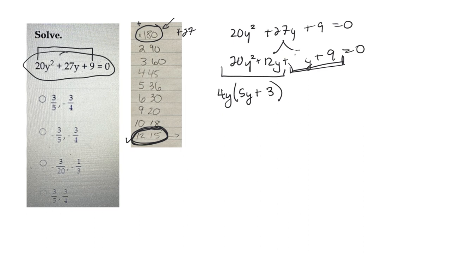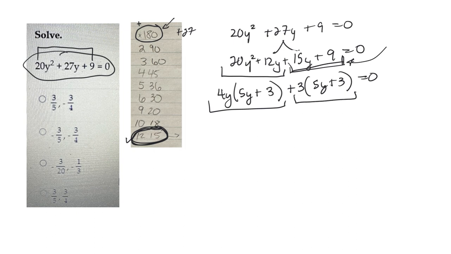So 12y and 15y. Okay, there. Now 3 will go into both of those. So 3 goes in 5y plus 3. And when you use the AC method, that's a good check right there. And this is another good check. If I look at that term and this term, I better have this and this that match. If I don't, then I picked the wrong numbers here.